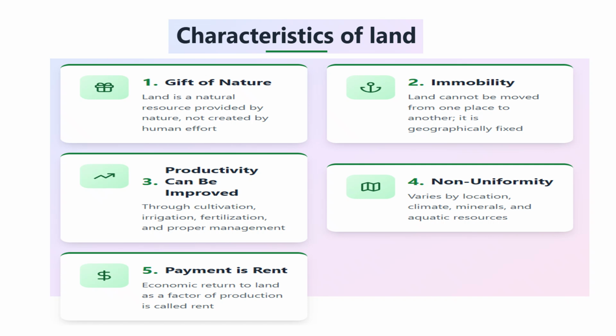That means land can be enhanced through cultivation, irrigation, fertilization, and proper management. Although land itself is fixed, human effort can improve its fertility and output. Fourth one, non-uniformity. That means land varies by location, climate, minerals, and aquatic resources. Fifth one, payment is rent. That means the economic returns to land as a factor of production is called rent.